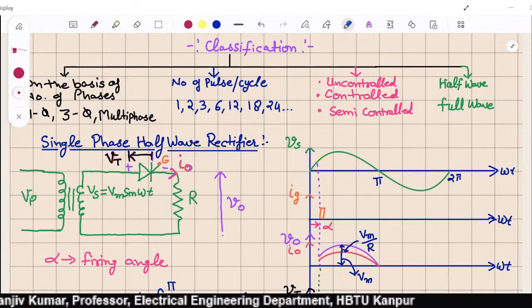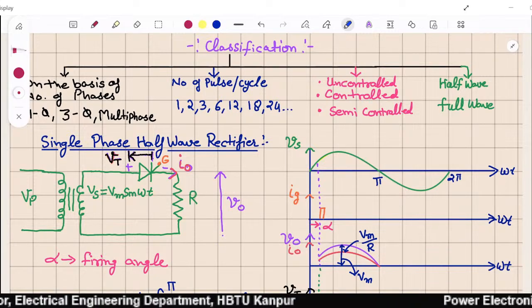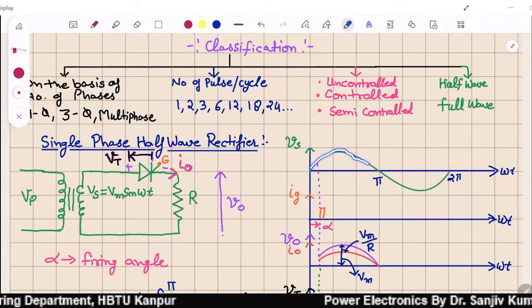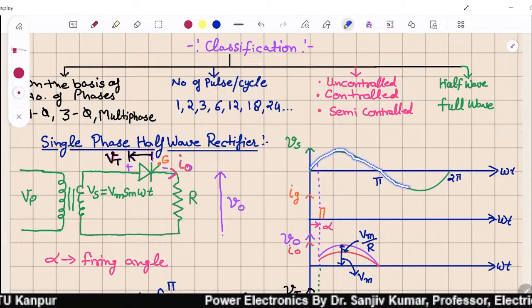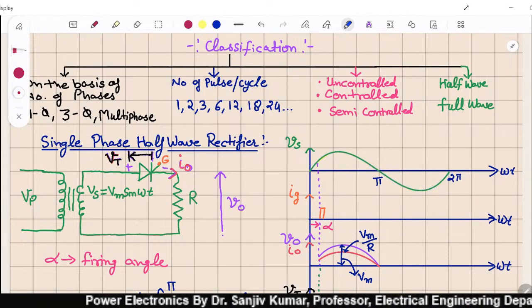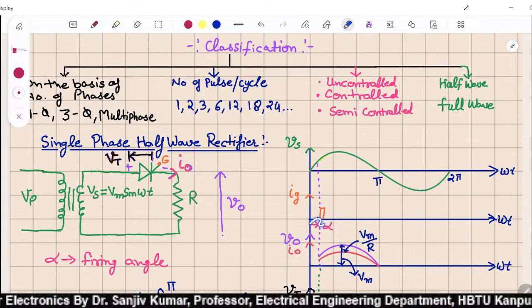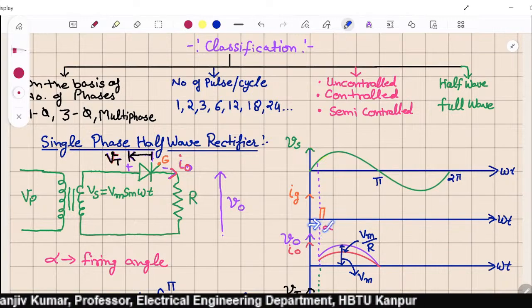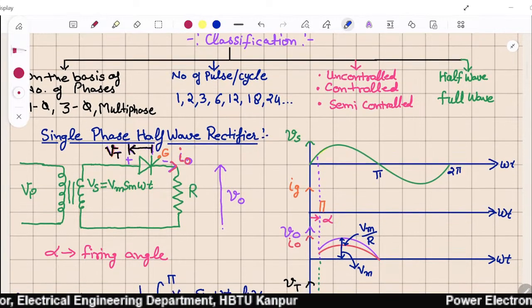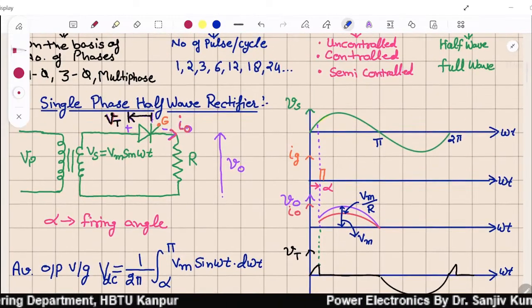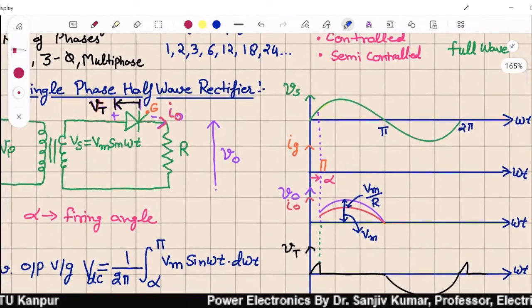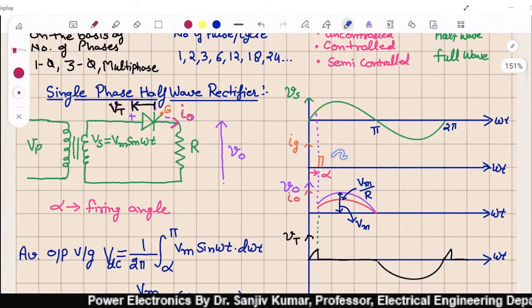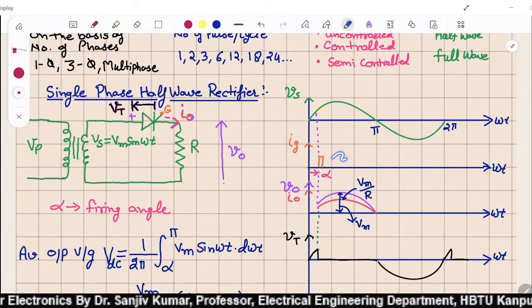Fine. Now this is our supply. And we trigger the device at an angle alpha. Now what is alpha? Alpha is the firing angle by which conduction of thyristor is delayed, and it is measured from the instant where device comes forward bias with purely resistive load.